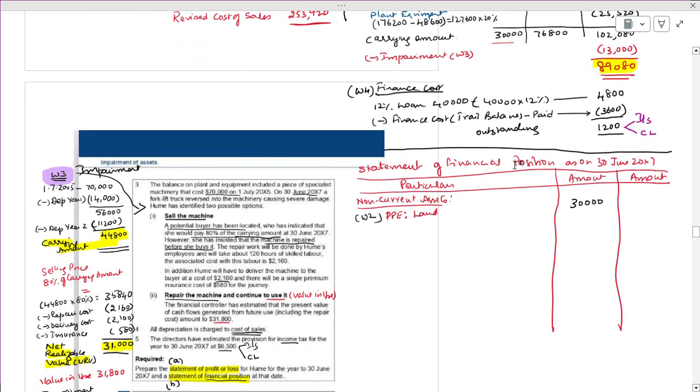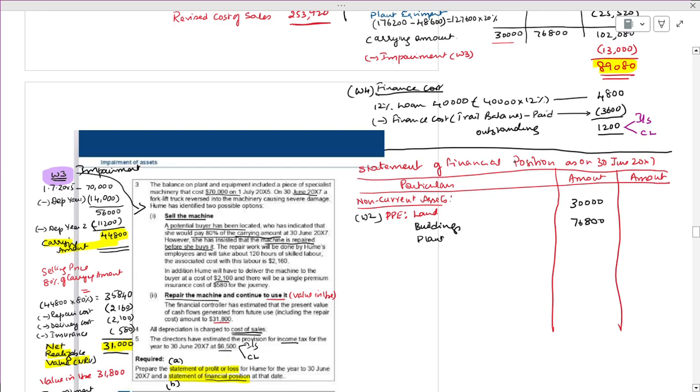Buildings are there. How much is the buildings? 76,800. Is it right? 76,800. Property and plant and equipment is how much?